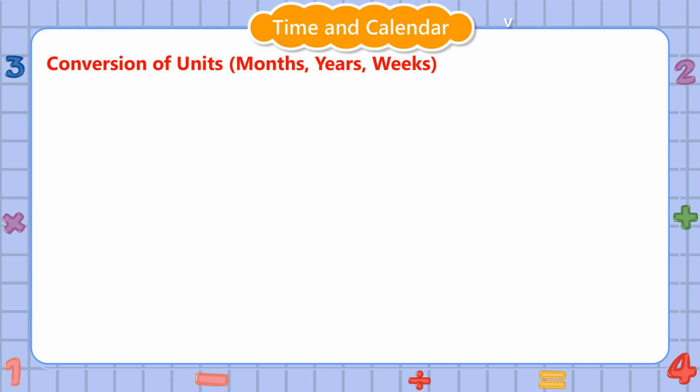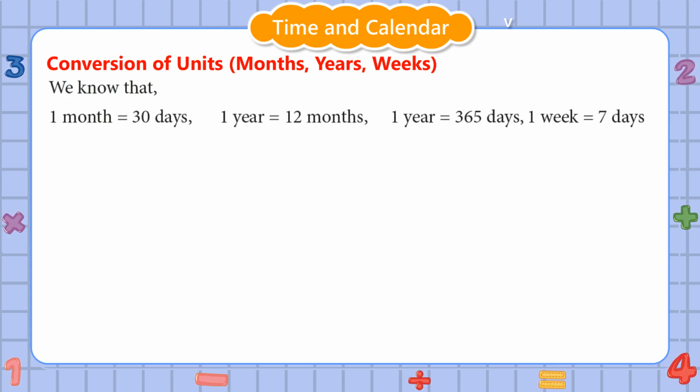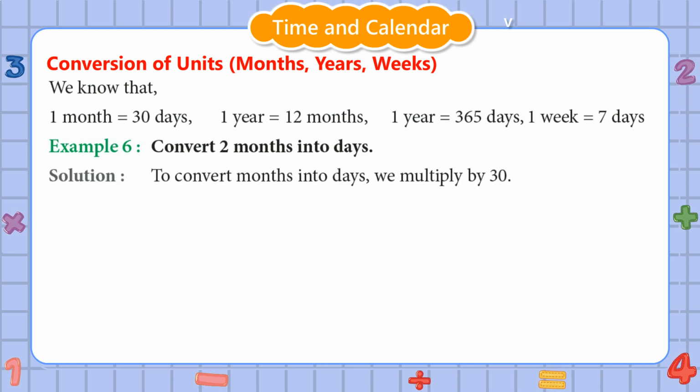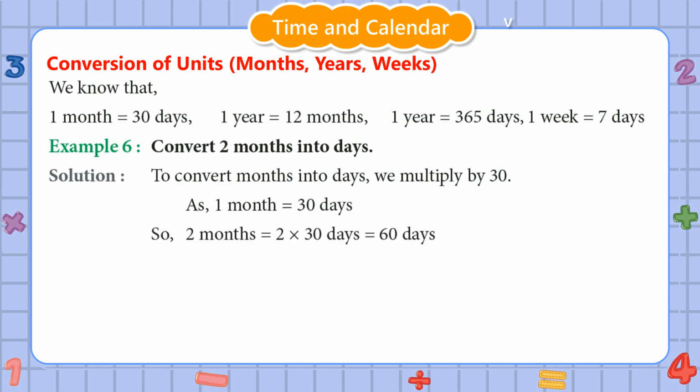Conversion of units. Months, years, weeks. We know that 1 month is equal to 30 days. 1 year is equal to 12 months. 1 year is equal to 365 days. 1 week is equal to 7 days. Example 6. Convert 2 months into days. Solution. To convert months into days, we multiply by 30, as 1 month is equal to 30 days. So 2 months is equal to 2 multiply 30 days. It is equal to 60 days.